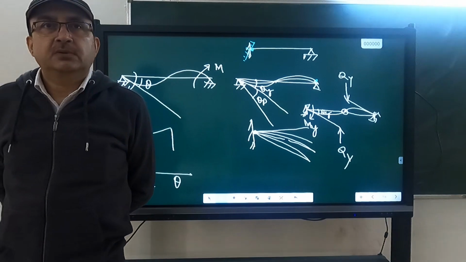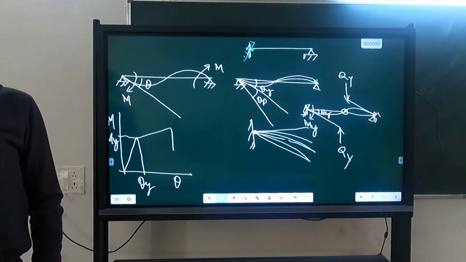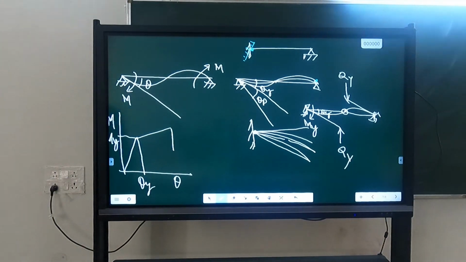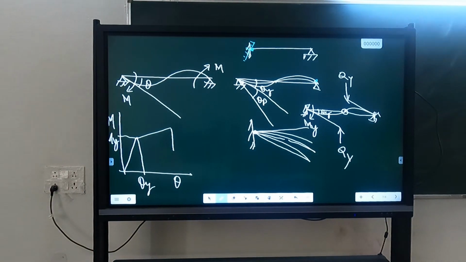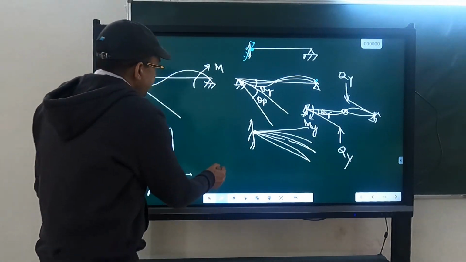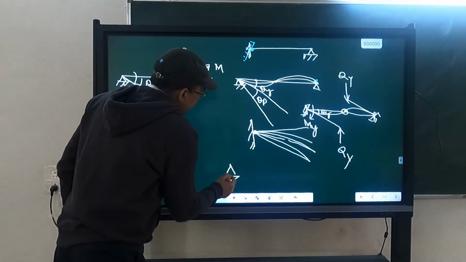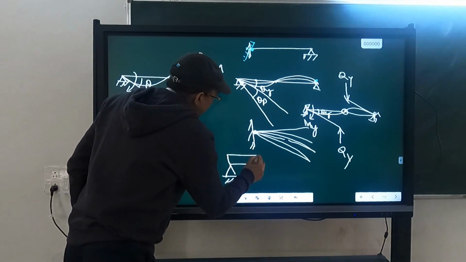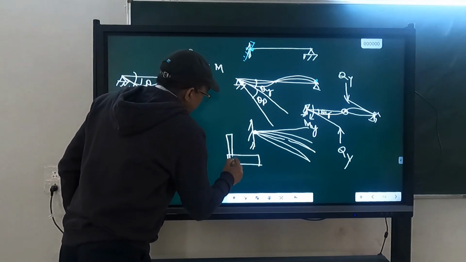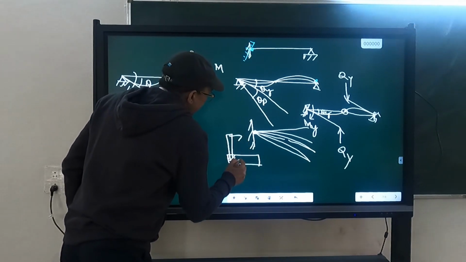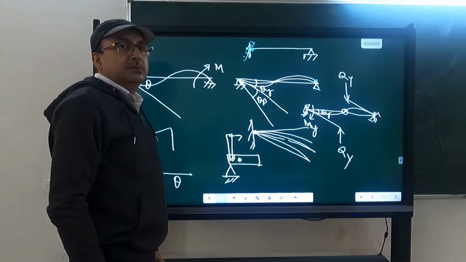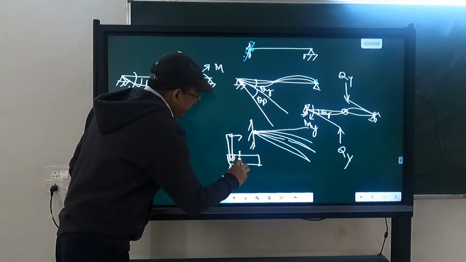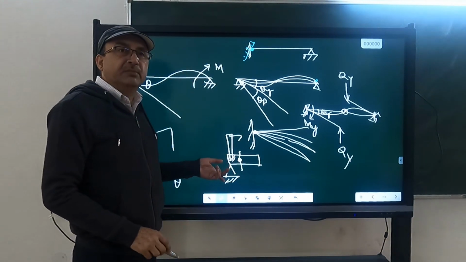Will the support fail or the member? The member will fail because the hinge is not in the support. The hinge is in the member, very close to the support, but it is in the member. So it is the member which is going to fail, not the support. Here this is your member, and you have welded this and you are applying load. The hinge is forming here. So when this fails, the support is not going to fail. The support will remain in its place.